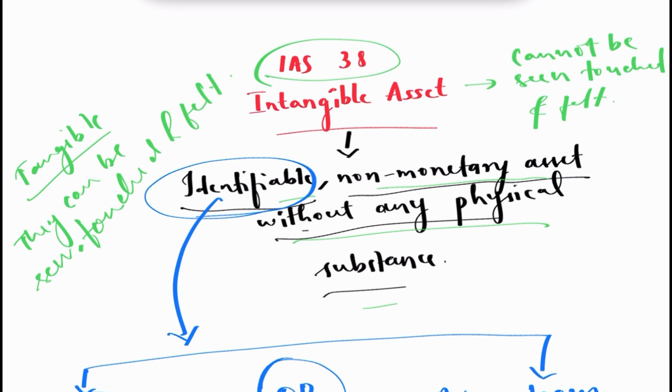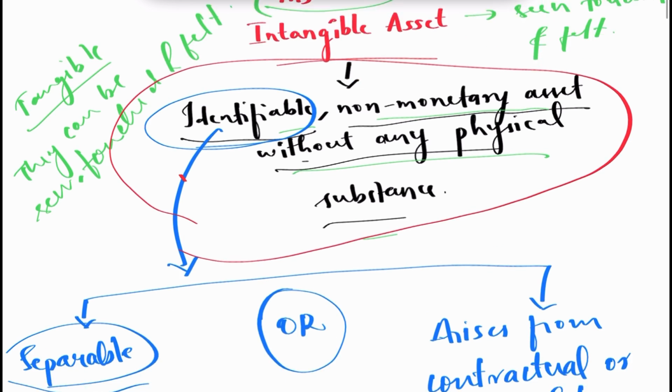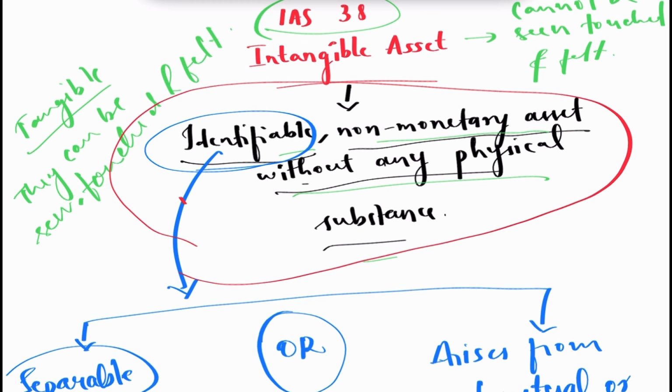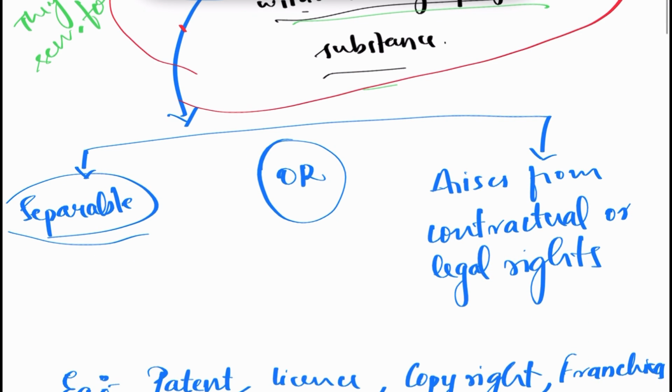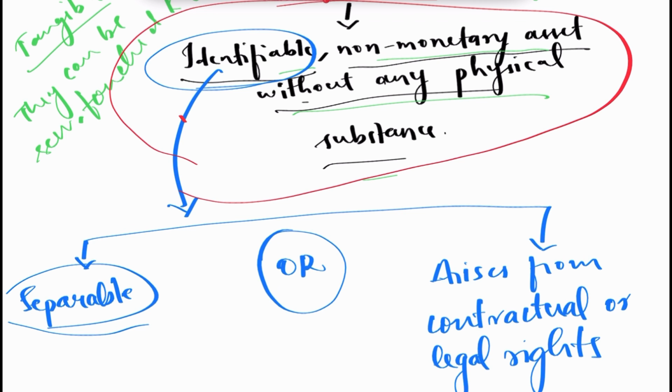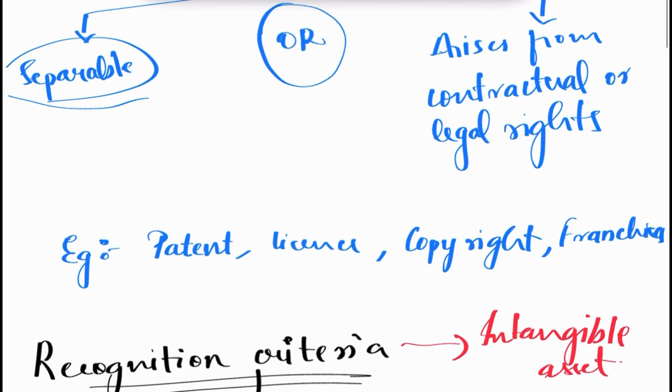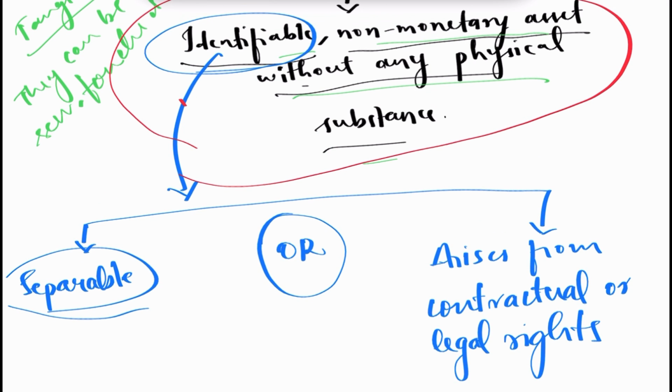So let's recap. Intangible asset is defined as an identifiable non-monetary asset without any physical substance. This is the definition, and if there is any question related to IAS 38, then you should write this definition itself. In short, intangible assets are the assets which cannot be seen, touched and felt. It can be said identifiable only when it is separable or it is arising from contractual or legal rights.